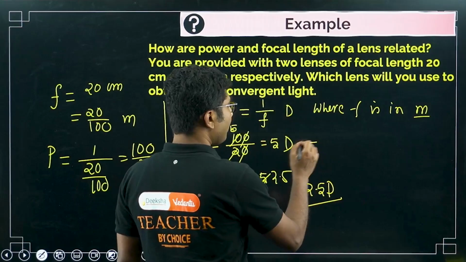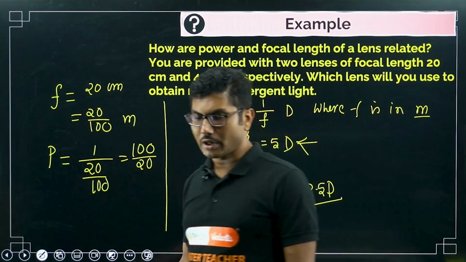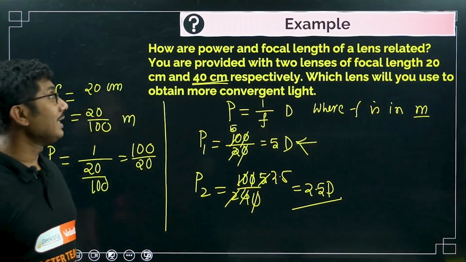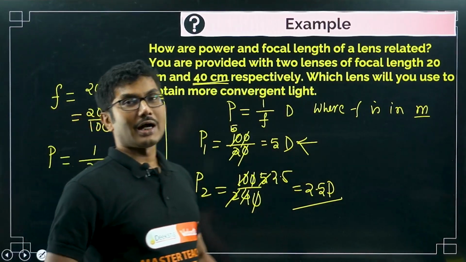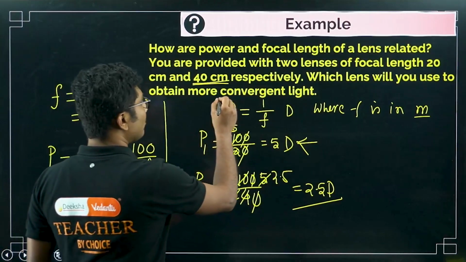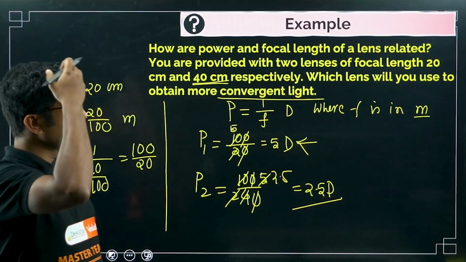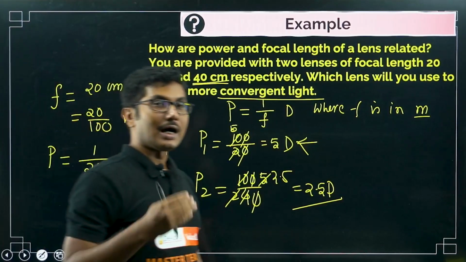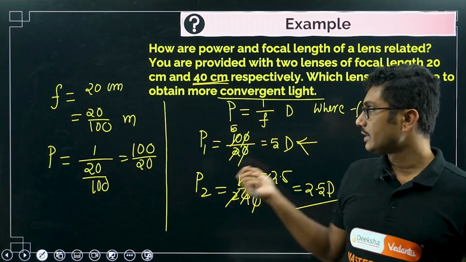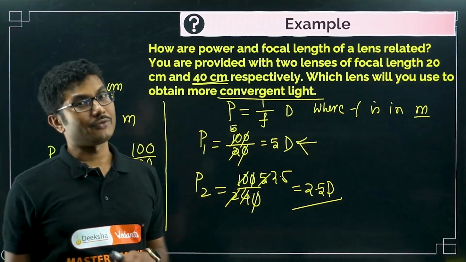Higher the power, higher is the converging power. So to obtain more convergent light, you have to use the lens with higher power. So you will use the lens of focal length 20 centimeter, since it has the higher power.